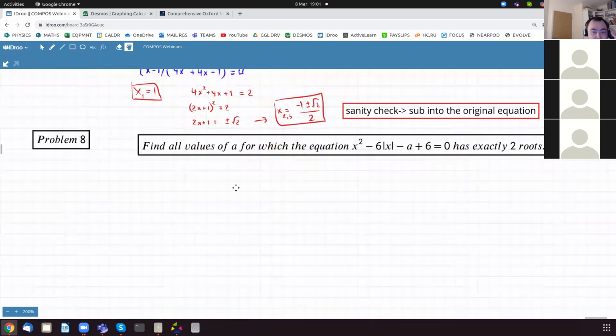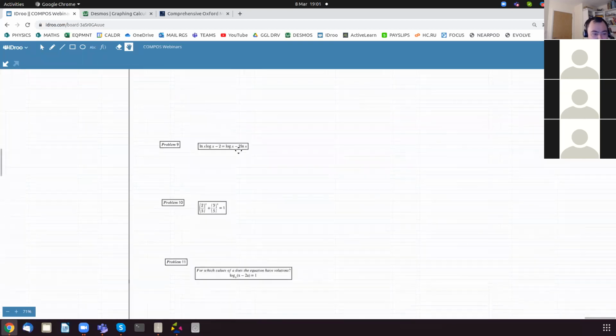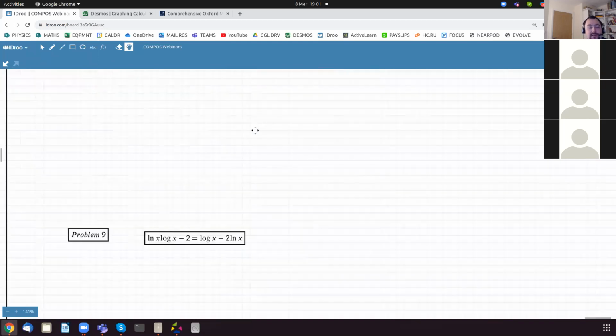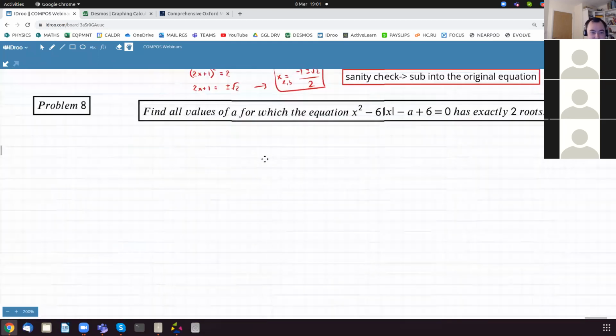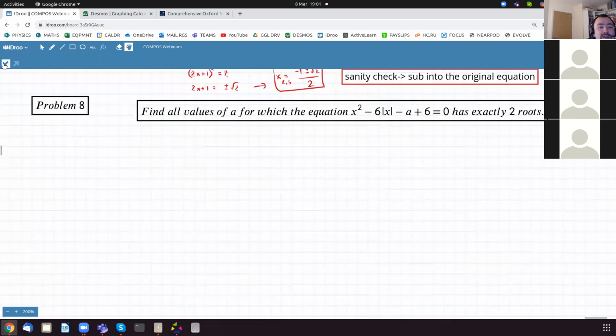Okay. So how many do we have? Yeah, I think we have just enough questions for half an hour. Find all values of a for which the equation has exactly 2 roots. Well, another question with the parameter.